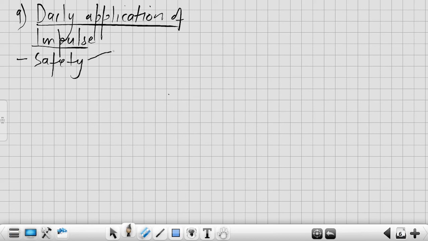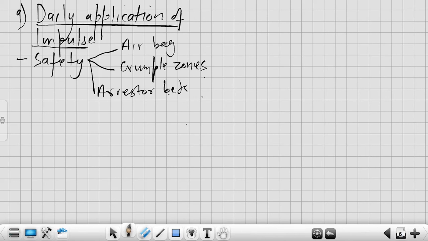And with issues of safety, we are going to say how it assists us in understanding how airbags work, something like crumple zones, something like arrestor beds as well, and other principles of sports. For instance, in sports, we'll be looking at tennis, and also maybe boxing. So basically, it works around these issues of safety.